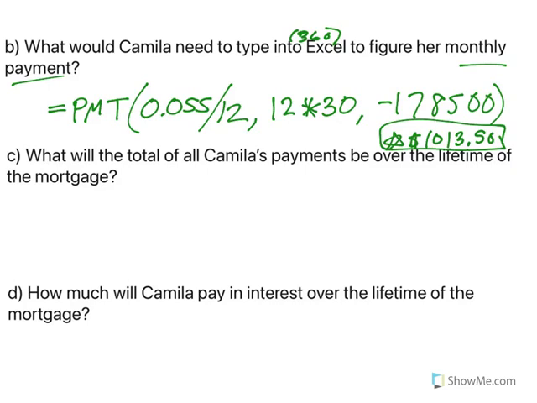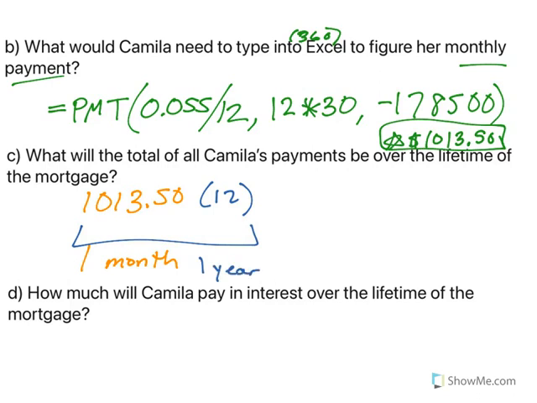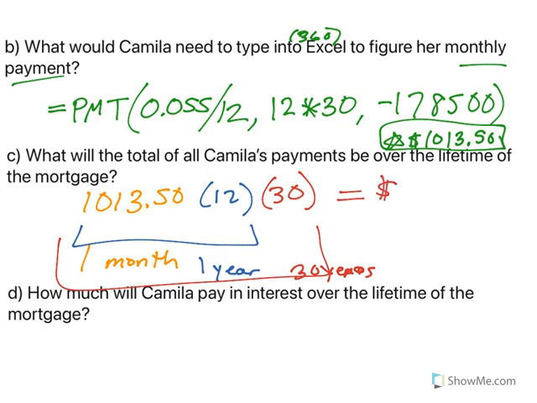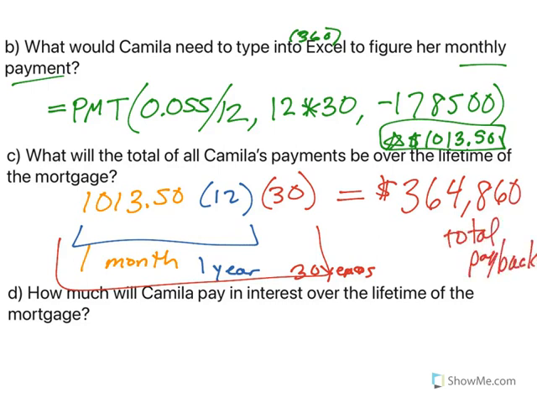So what will be the total of all of Camilla's payments over the lifetime of the mortgage? Well, she's paying $1,013.50 for 1 month. We're going to multiply that by 12 to get 1 year. And then we'll multiply it by 30 to get 30 years. So 1013.50 times 12 times 30 gives me a total payback of $364,860. This is the total payback of the loan. That assumes she only makes the minimum monthly payment.